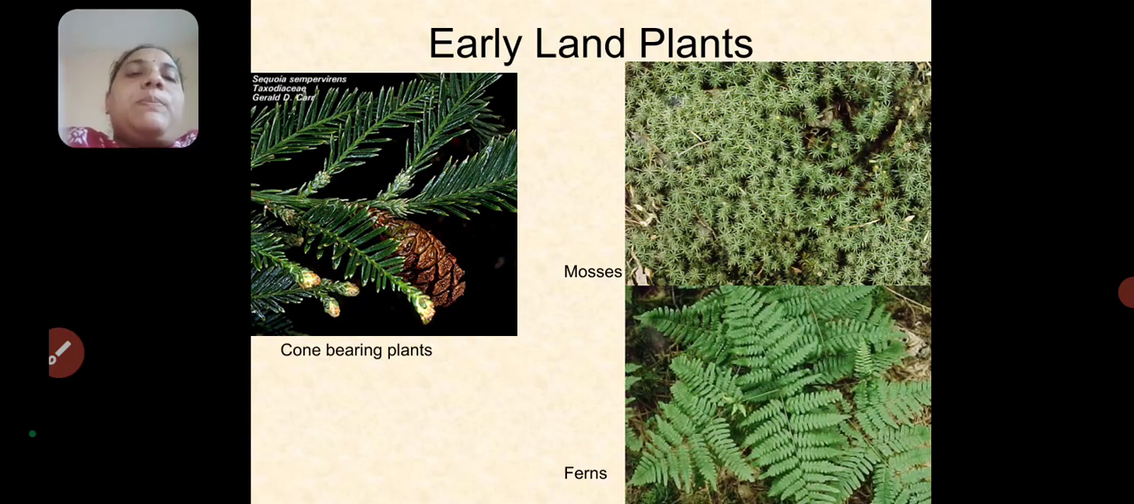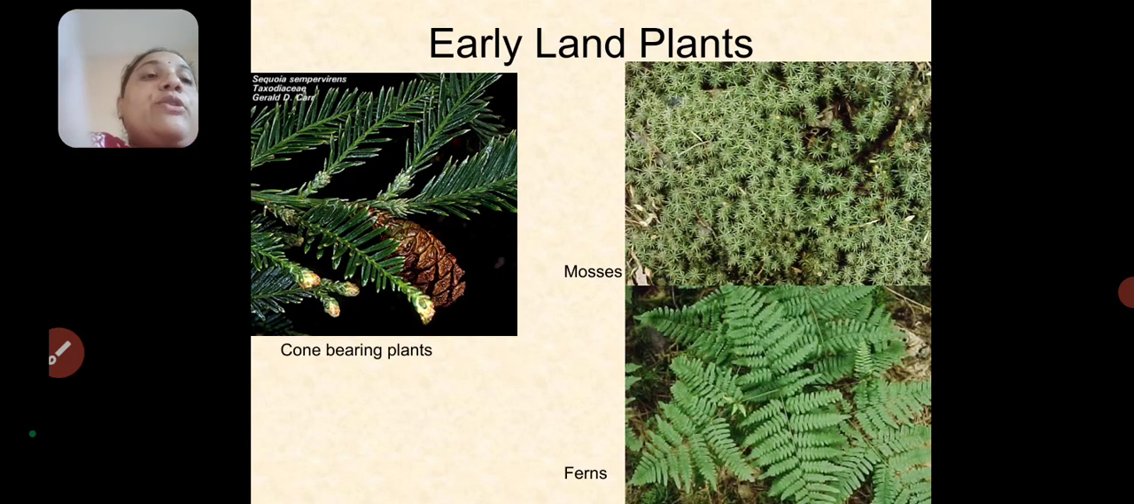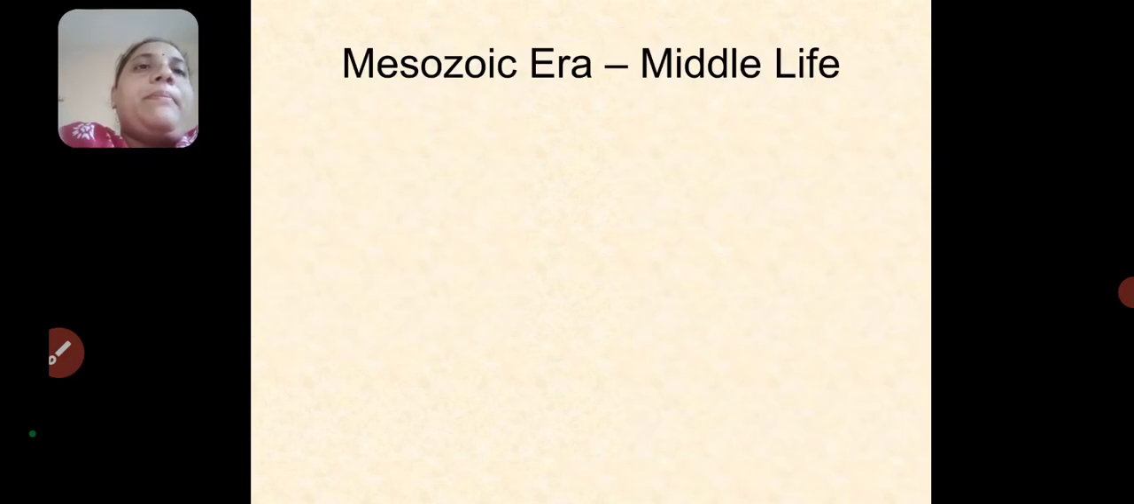Coming to the plants, the early land plants. Cone-bearing plants like gymnosperms, in the first diagram, and the second one, mosses, meaning bryophyta members. The third picture, ferns, these are the pteridophyta members. So gymnosperms, bryophyta members, and pteridophyta members were observed in this period.